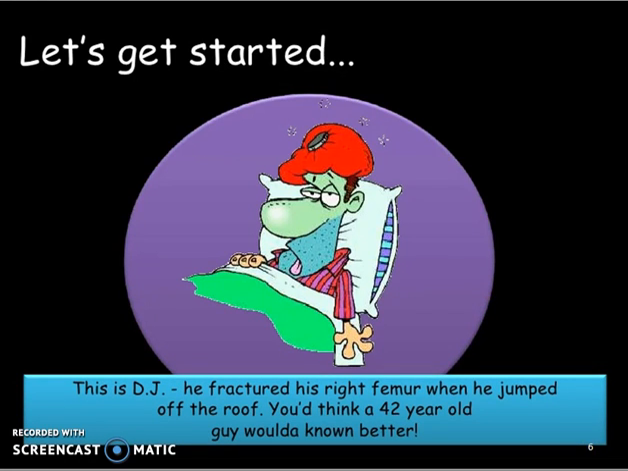So let's get started. This is DJ. He fractured his right femur when he jumped off the roof. Not so smart. Although there are many different ways to make a concept map, we're going to explore one way. DJ is a 42-year-old male admitted with a fractured right femur.